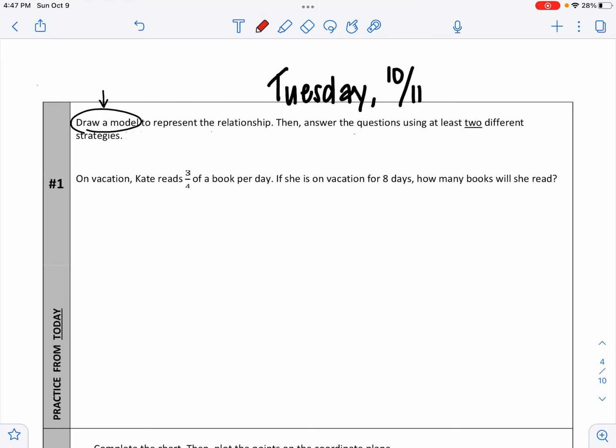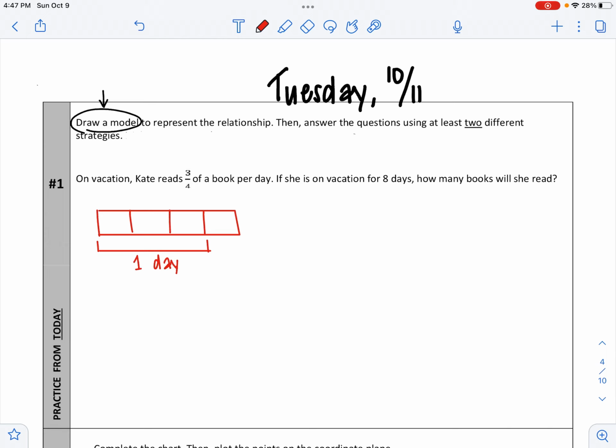There are a lot of different ways that you could draw this model, but I'm going to use rectangles to show one book. If one book is represented by this red rectangle here, I know that in one day, Kate is reading 3/4 of a book. And so I'm just going to write one day.